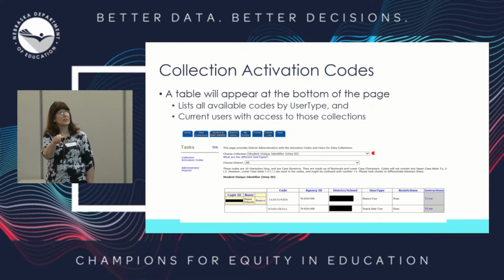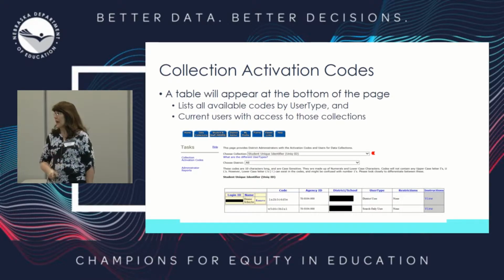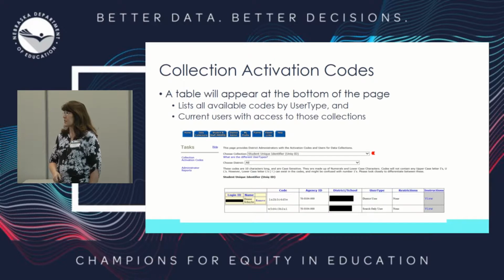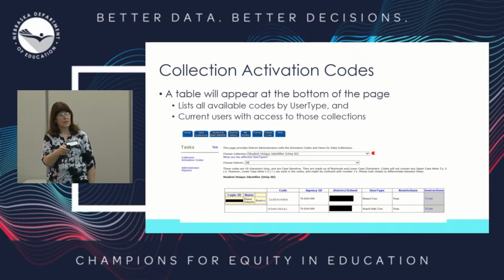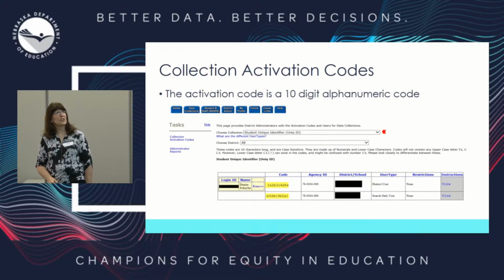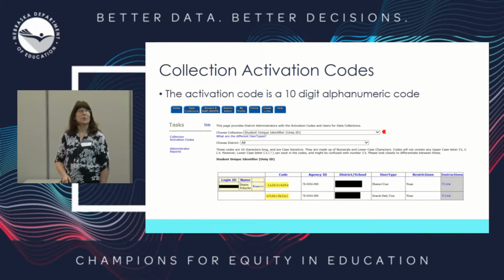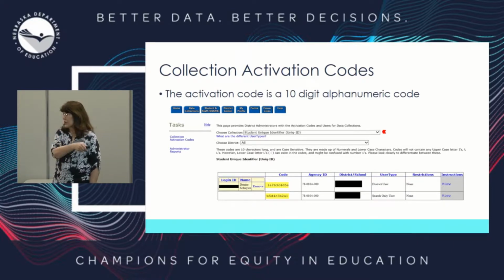You will see there's different user types right there. And it will show you who currently has access in your district to that collection. The activation codes are a 10-digit alphanumeric code. It's there in the yellow highlighted. So you give that code to your staff and they add it into their portal account.